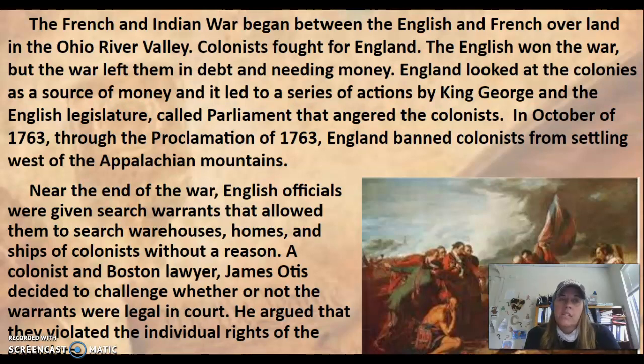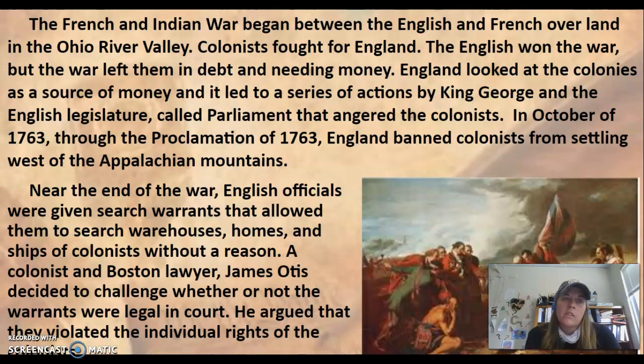In October of 1763, through the Proclamation of 1763, England banned colonists from settling west of the Appalachian Mountains. So anyone who was living on that side of the mountain range had to move back over. They were forced to by the military, and they no longer allowed people past that. They realized if people kept spreading out, they could no longer control them and what they did.